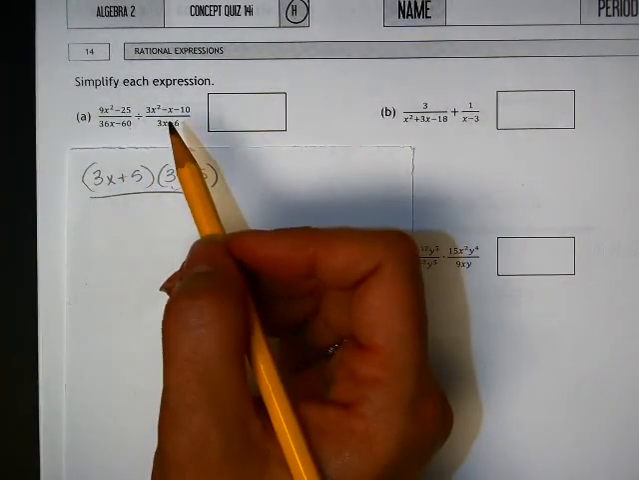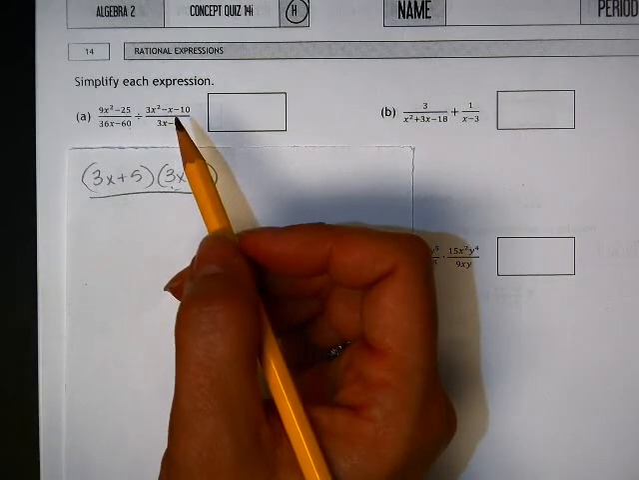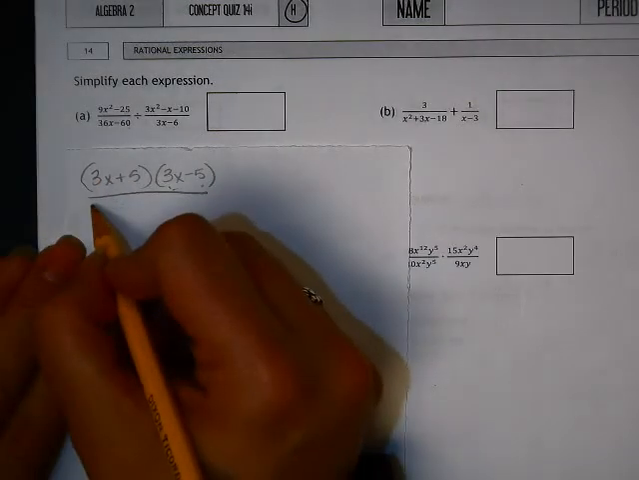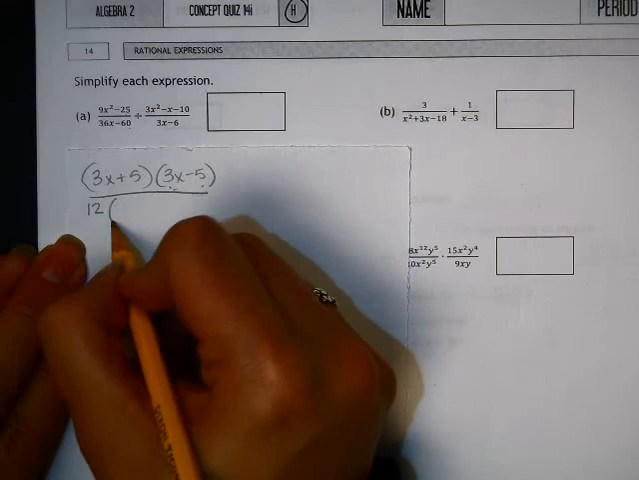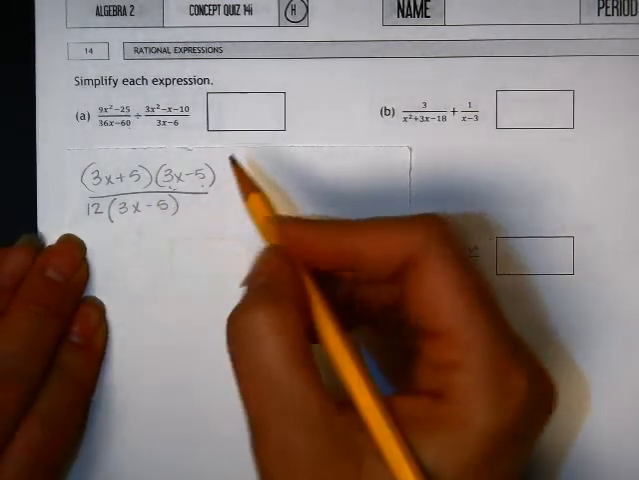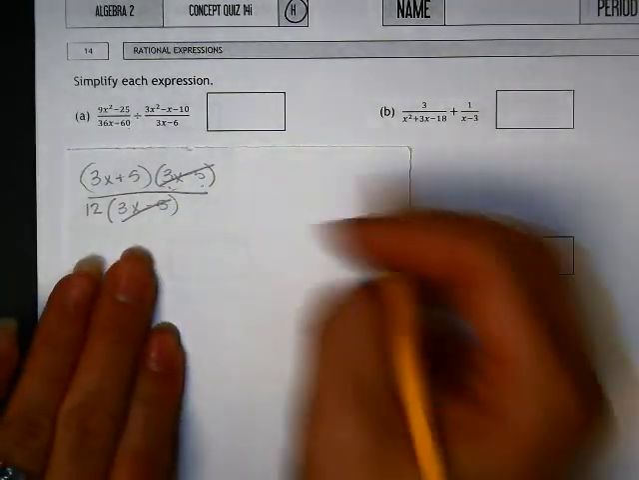I see common stuff here. What, 12? I think 12 would be the biggest thing. We're left with 3x minus 5. Ooh, that's handy. Love it.